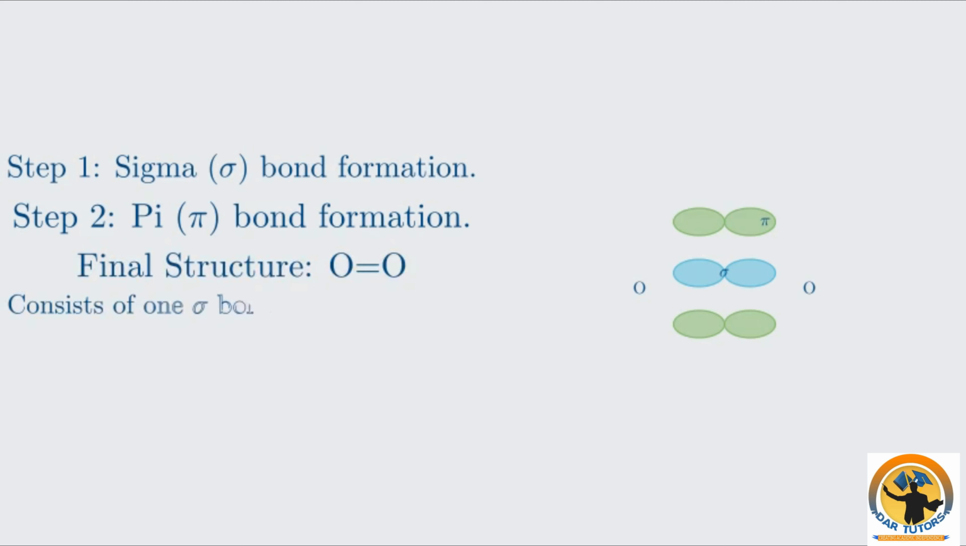Therefore, the oxygen molecule, O2, is formed by one sigma bond and one pi bond, resulting in a stable double bond. The pi bond contributes to the overall strength of the double bond and restricts rotation between the two oxygen atoms. We have successfully explained the double bond in O2 using MO theory by identifying the sigma and pi bonds.